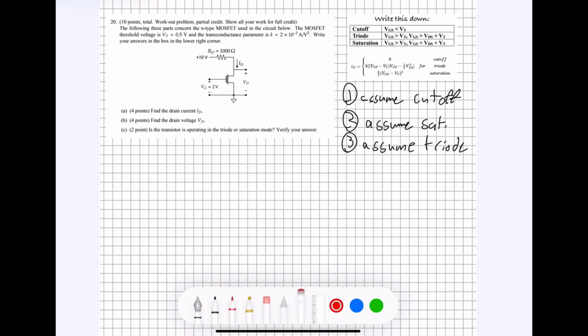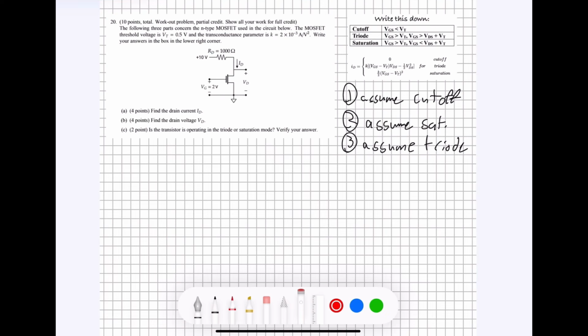And the reason we do it in this order is because if you look at these equations up here for the current, the easiest and the most simple one is going to be the cutoff mode because it's just equal to 0. The next easiest after that is saturation because it only requires you to know VGS and VT. And then the most tricky one is going to be the triode mode because you have to know VGS, VT, and VDS in order to solve this equation.